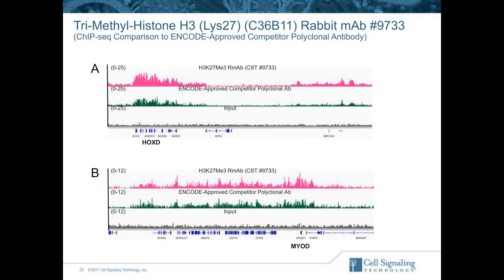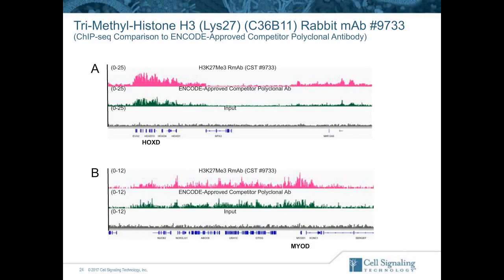So in my last two slides, I just want to talk about the performance of rabbit monoclonal antibodies in the ChIP and ChIP-seq assay. I know a lot of people believe that polyclonal antibodies work better for IP-based experiments, but that's simply not true. Some of our best ChIP and ChIP-seq antibodies are rabbit monoclonal antibodies.